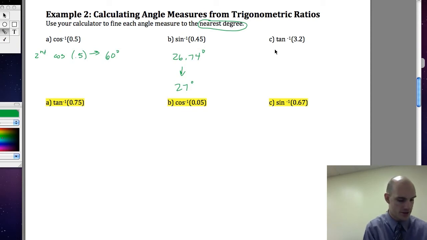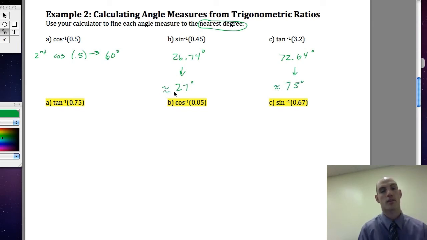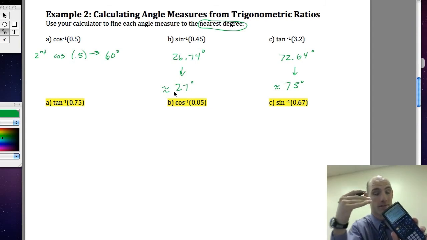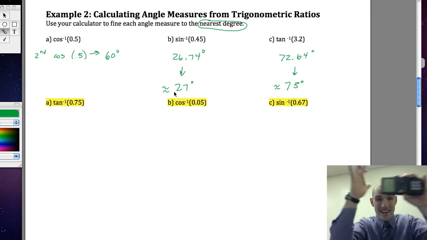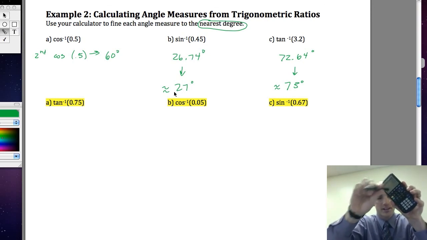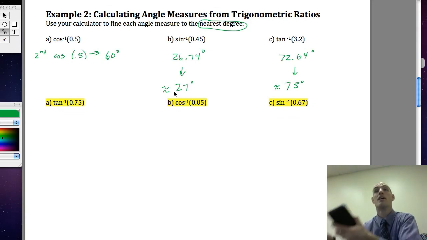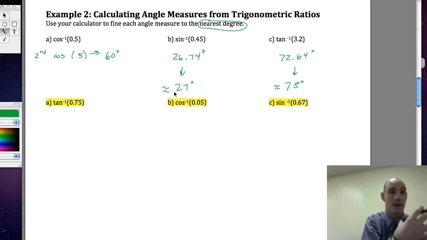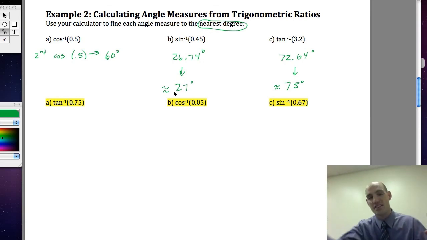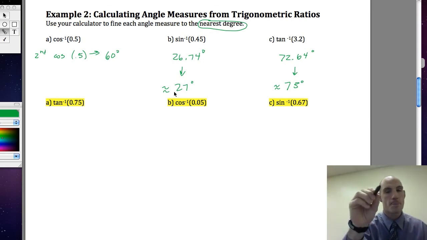In the same way, I'll do tangent inverse 3.2, 72.64 degrees, which means it goes to 73 degrees thereabouts. Use your calculator to do these inverse ratios. It has a chart in here that you can use. Use it. Because when you do sine inverse, it's saying, I have this decimal value. Please give me the angle. In the same way you could say, take the sine of this angle. Please give me the decimal. It works backwards. Try this one.